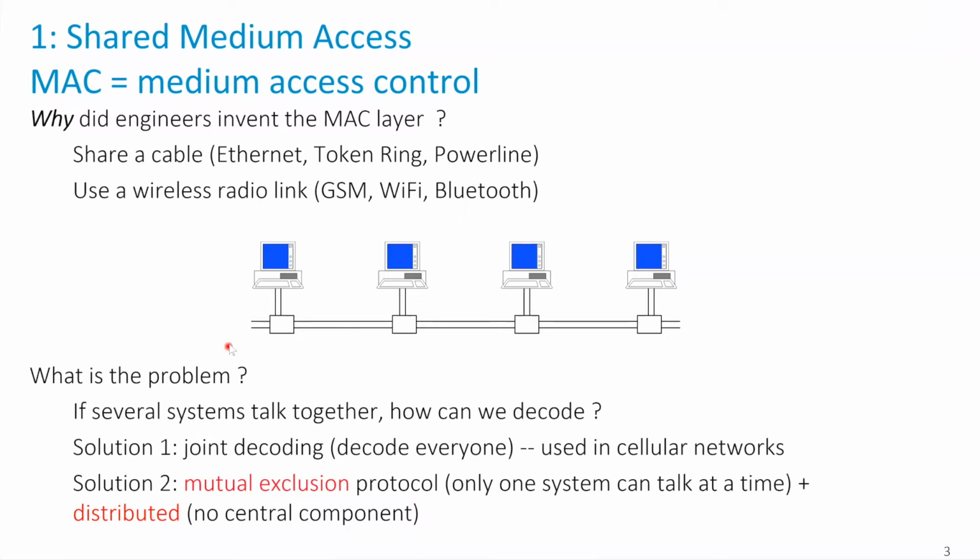So if we do that, we have the problem of what is called interference. The problem is what happens if computer A sends a packet over these wires and at the same time B also does.